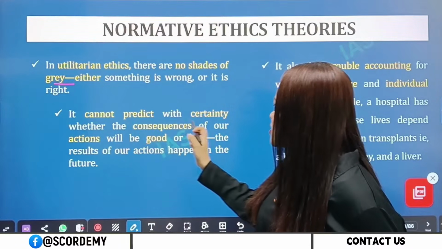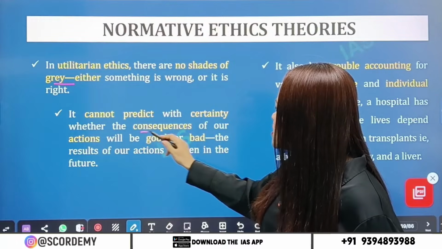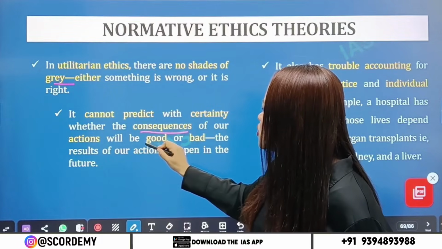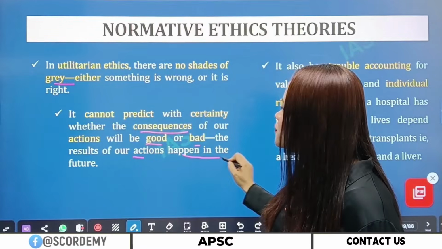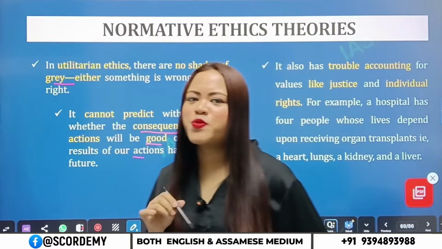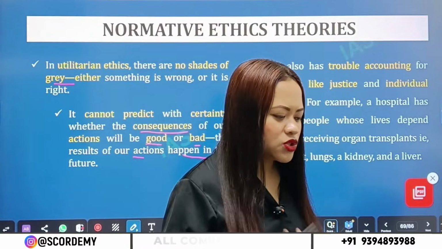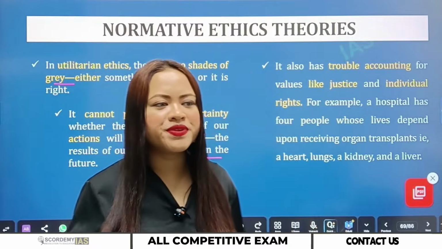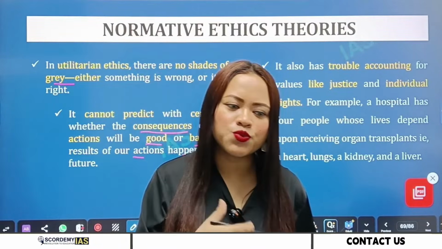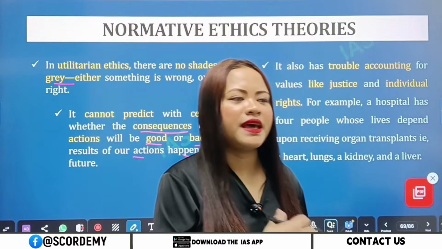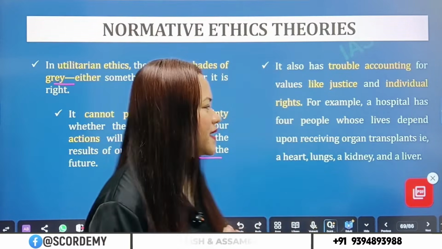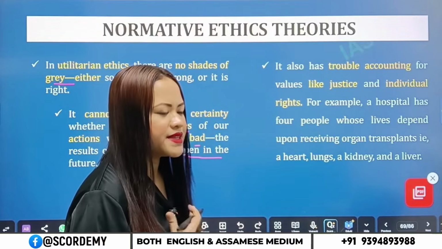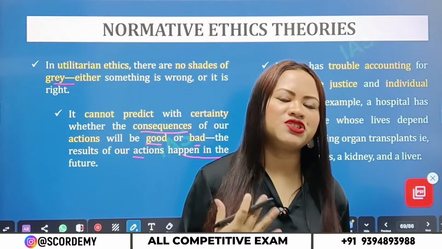It cannot predict with certainty whether the consequences of our actions will be good or bad. The results of our actions happen in the future. At this point of time, I can choose a certain path, thinking that it will increase the happiness of the maximum number of people. But what if it does not? For example, this is a pandemic situation again.